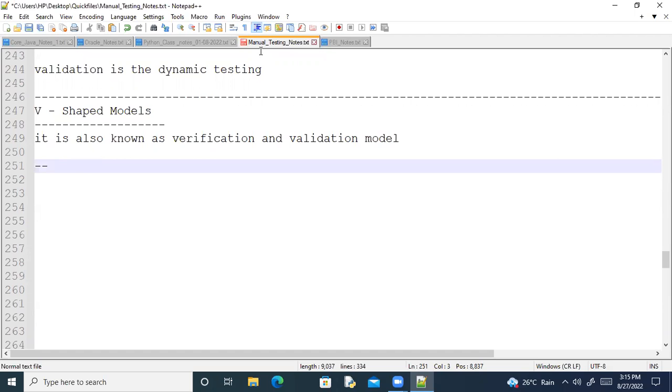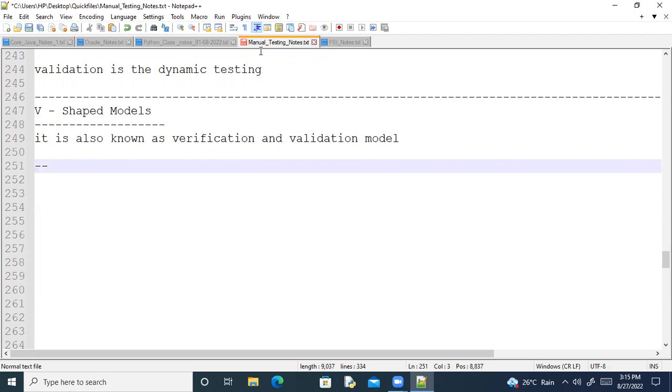So the V-shaped model is also called the verification and validation model. Here, parallelly we are going to perform verification as well as validation. What are the phases we have discussed in the waterfall model? The same phases will be followed here as well.